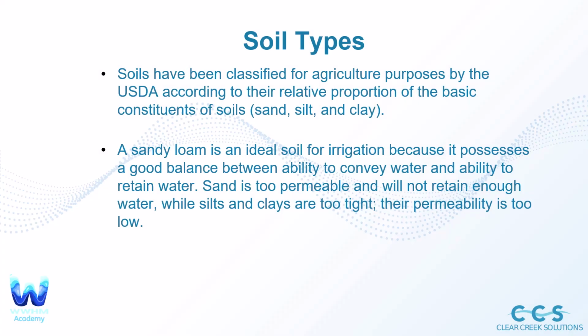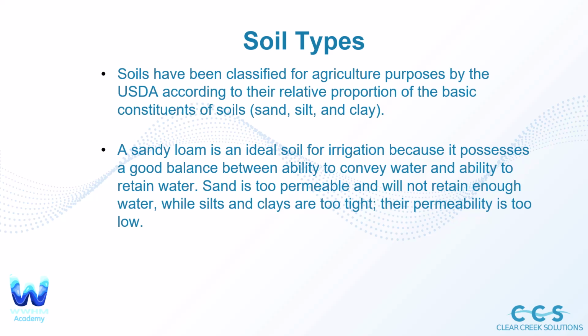Soil types. Soils have been classified for agriculture purposes by the USDA, according to the relative proportion of the basic constituents of soil: sand, silt, and clay. A sandy loam is an ideal soil for irrigation because it possesses a good balance between ability to convey water and ability to retain water.